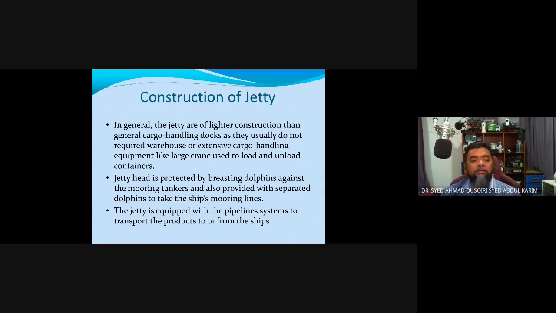So, in terms of construction of a jetty, the jetties are of lighter construction than general cargo handling docks, as they do not require a warehouse or extensive cargo handling equipment like cranes. So, the jetty head is protected by berthing dolphins against the mooring tankers, and also provided with separate dolphins to take the ship's mooring line. The jetty is equipped with the pipeline system to transport product to or from the ships.